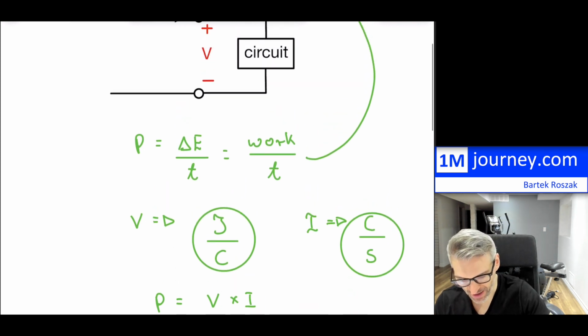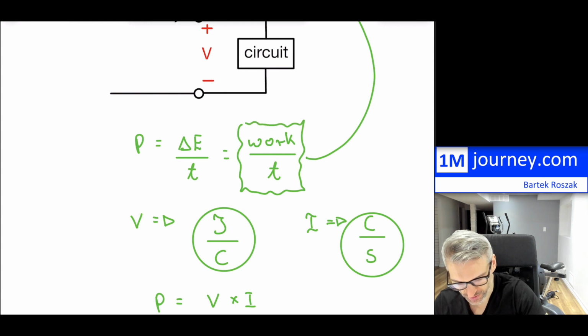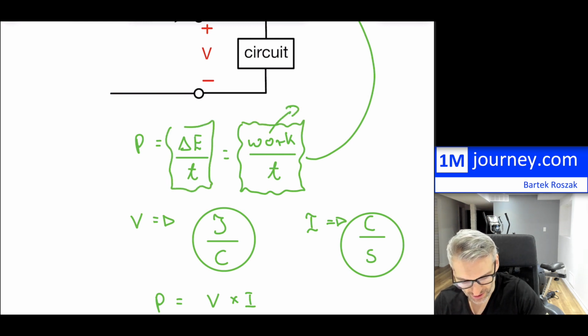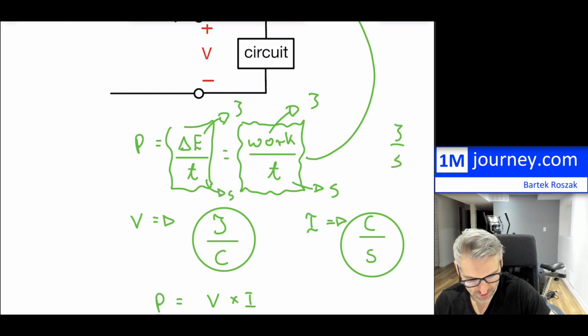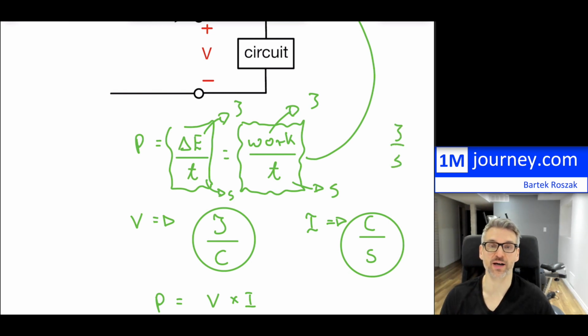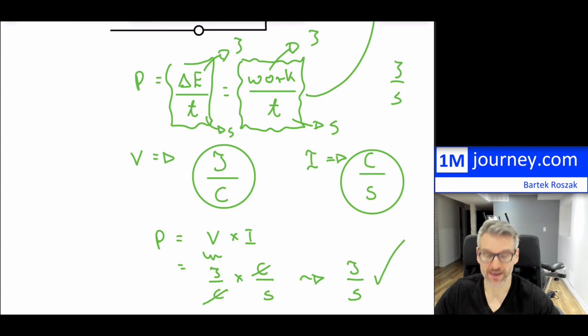So if you think back, this is work, the amount of work that you do or the amount of energy that you transfer, and energy is in joules, and this would be in seconds. So this is just joules per second, which is defined as a watt. And that is why power is voltage times current.